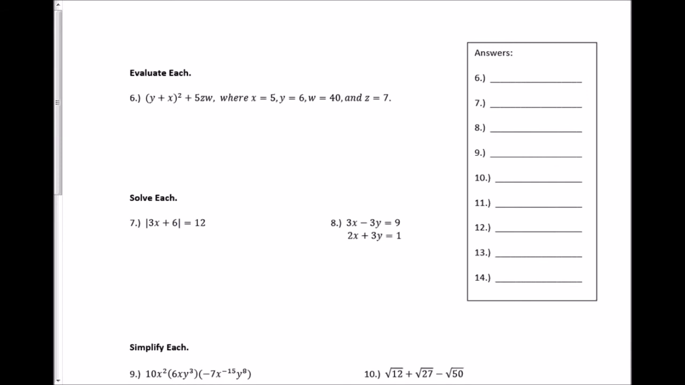And number 6, we just want to simplify this thing, so we're plugging in the values. I plug a 6 in for y, a 5 in for x, a 7 in for z, and a 40 in for w. And now I just need to simplify this thing. Order of operations, I start inside the parentheses. That's an 11.